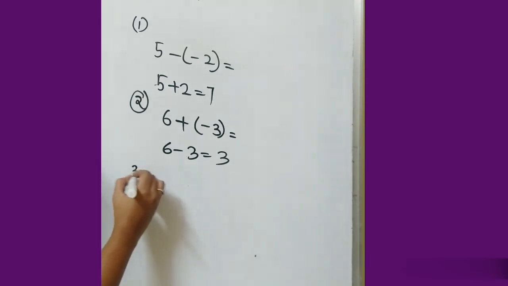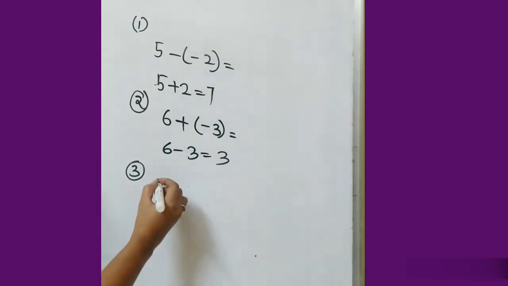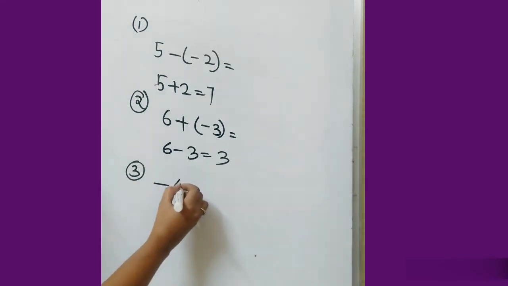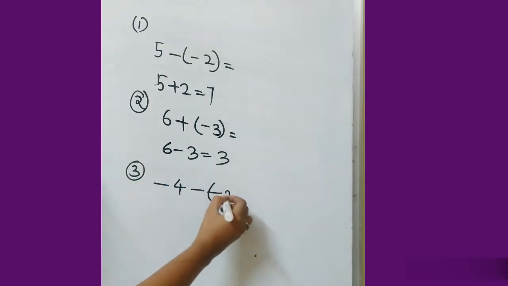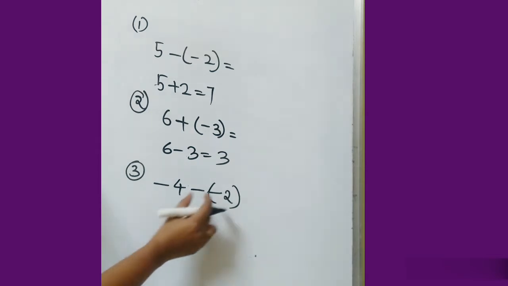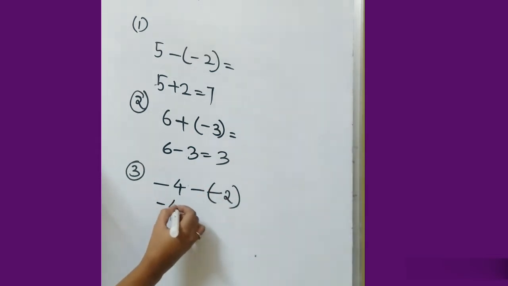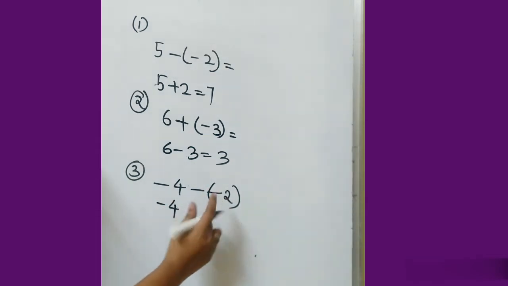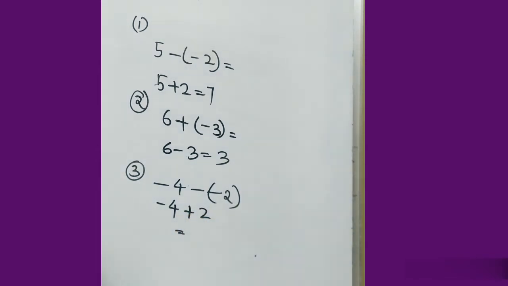I'll tell the other one where both the signs are negative. Like I'm telling minus 4 minus minus 2. Now minus minus, first you solve this part. Minus 4 will write as it is. Minus minus will become plus 2. So the answer will be what? Minus 4 plus 2. Now we have to apply the simple rule of integers. What is it? You have to subtract it, because minus plus, then you have to subtract it. You will get answer 2.